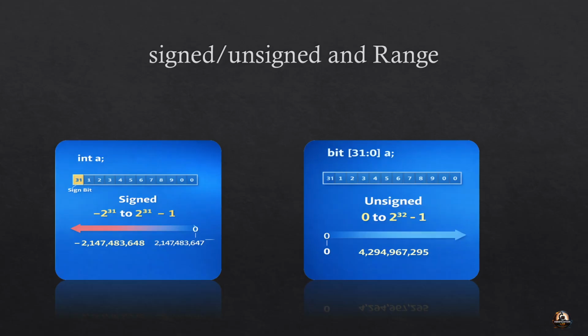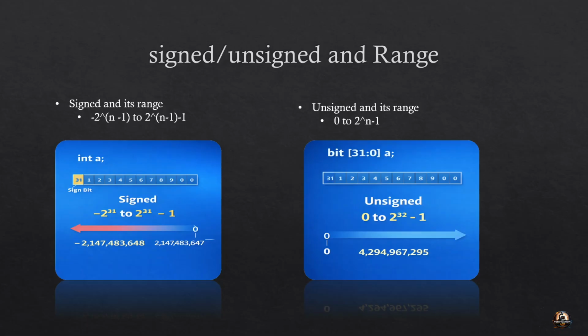Now let us see about the signed, unsigned and its range. So basically if we see signed and its range, it starts from negative 2 to the power n-1 to 2 to the power n-1 minus 1, where n is the number of bits. So if you see here int a, the MSB, bit 31, is dedicated for the sign bit and the rest 31 bits are for the value. And if we see about the unsigned and its range, it starts from 0 to 2 to the power n minus 1, where n is the number of bits.